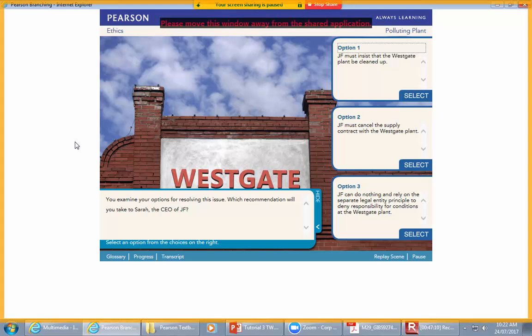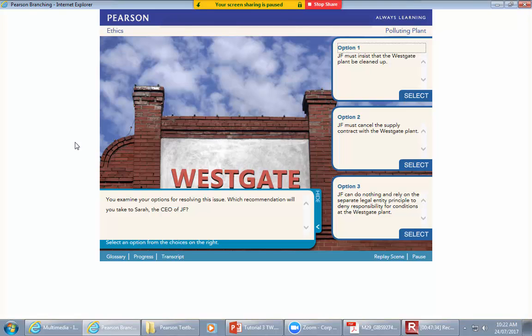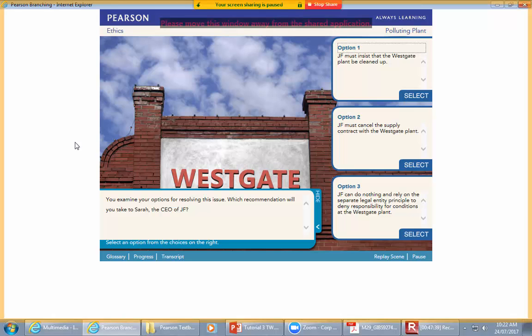Next one, it says that you just get out. Cancel the supply contract. What's the problem with that? Find another supplier. Yeah, who is going to find another supplier? You. So JF again has a cost involved, meaning they have switching costs. Anything else that's a problem with this option? You might not be able to just get out of the contract. Maybe the contract stipulates that you cannot actually cancel.